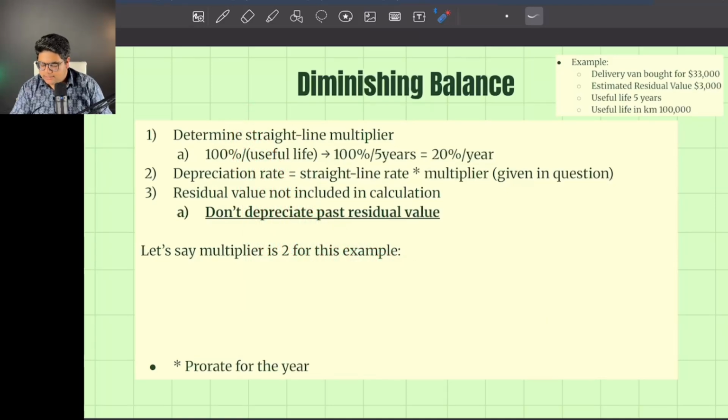And so the way it works is you need to determine the straight line multiplier. In our example, we determined that the useful life was 5 years, and the straight line rate is basically 100% divided by the useful life. In this case, it's 100% divided by 5 years, meaning we have a straight line rate of 20% per year. So the depreciation rate that we calculate is the straight line rate multiplied by the multiplier. Sometimes you have a multiplier, sometimes you don't. This is usually given in the question.